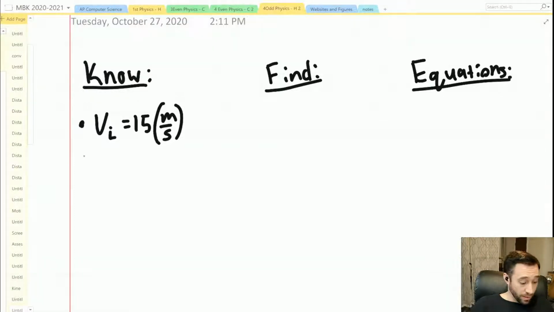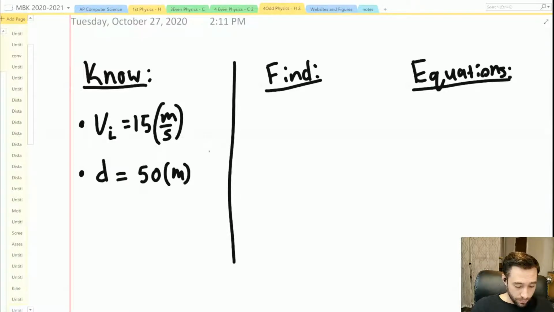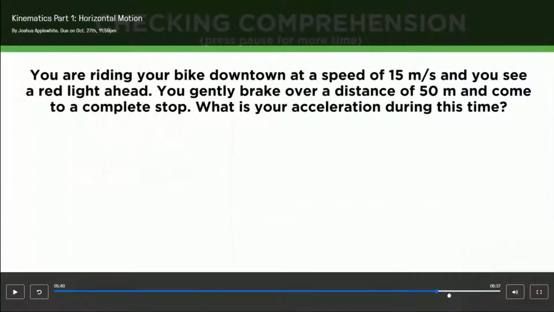So in this case, this represents my displacement, but in this situation, my distance and displacement are the same thing. So 50 meters. And then the last part, and then I come to a complete stop.